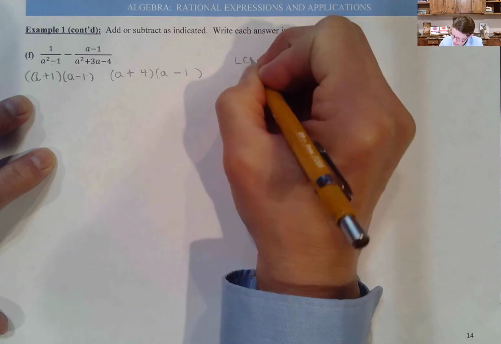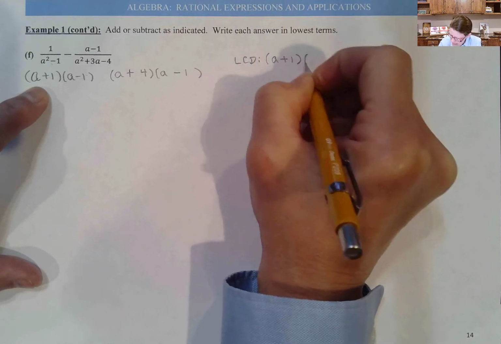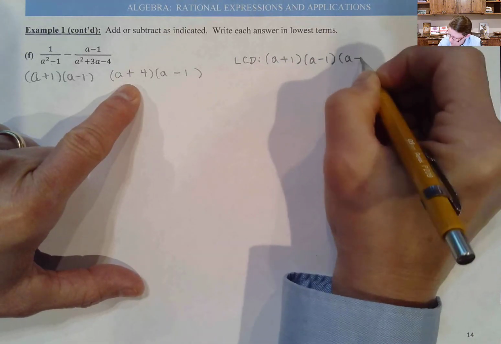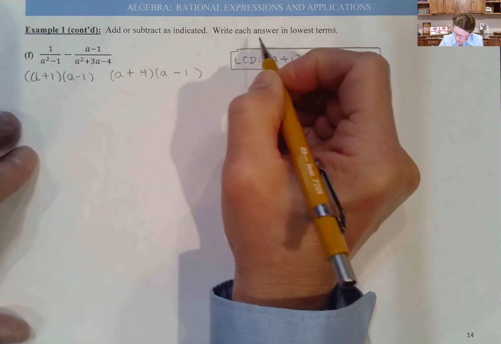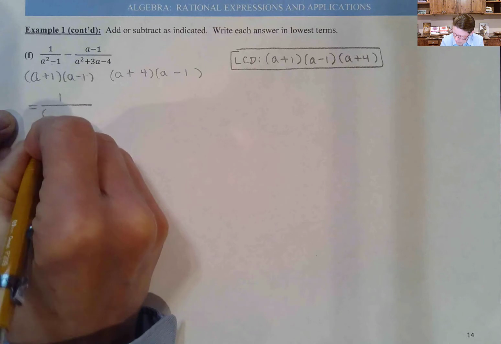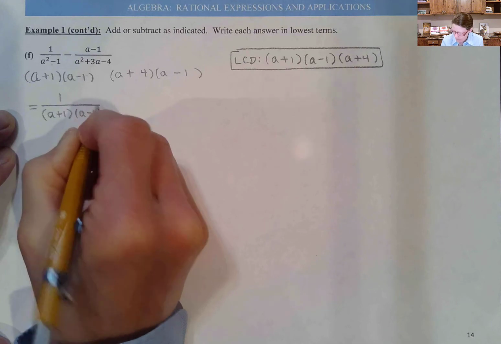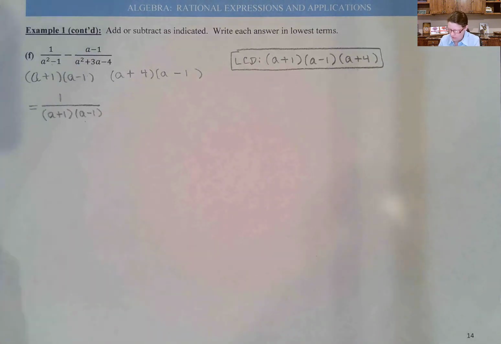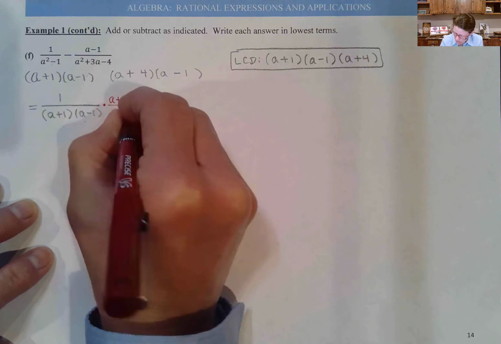Our LCD contains every factor that we see. We see a plus 1. We see a minus 1. We also see a plus 4. So let's build up each of our fractions so that they have that denominator. Again, once you have factored those denominators, keep them in factored form. Save yourself some time. As we compare this denominator to the LCD, it's missing a plus 4. Multiply numerator and denominator by a plus 4.